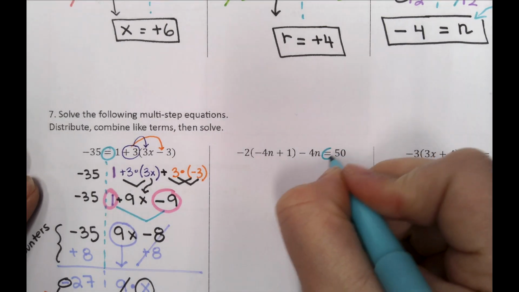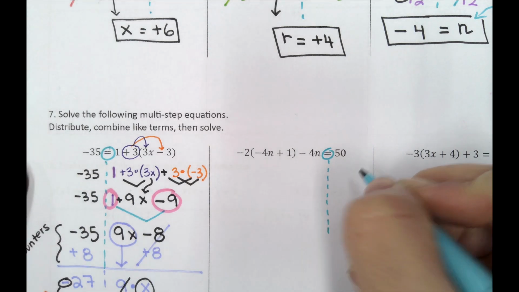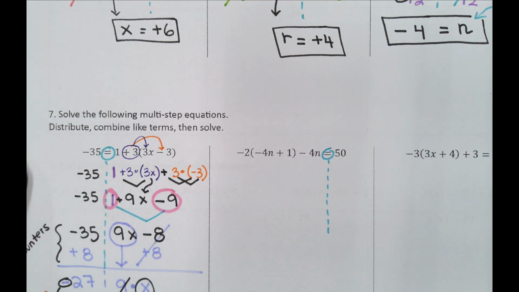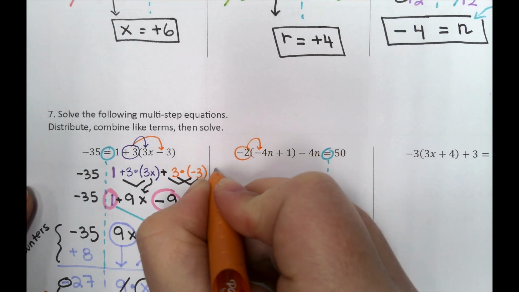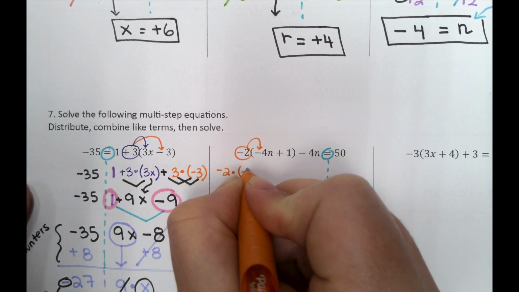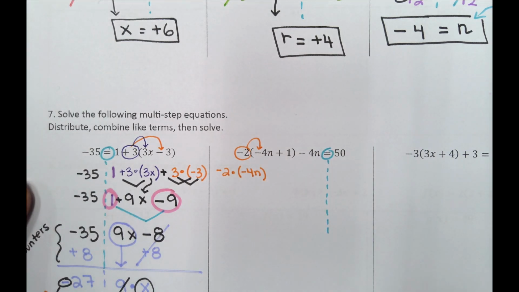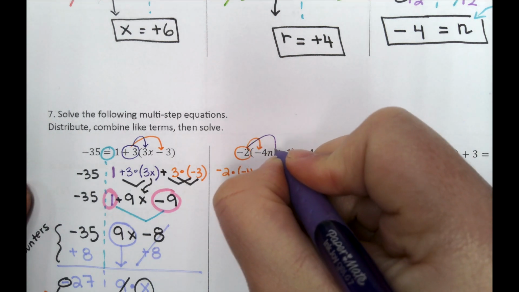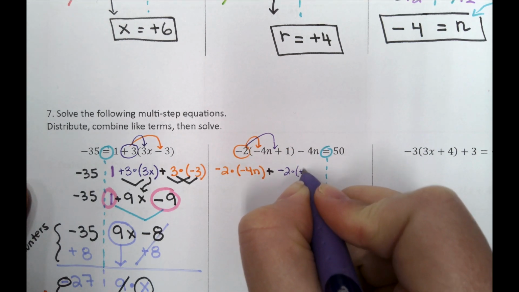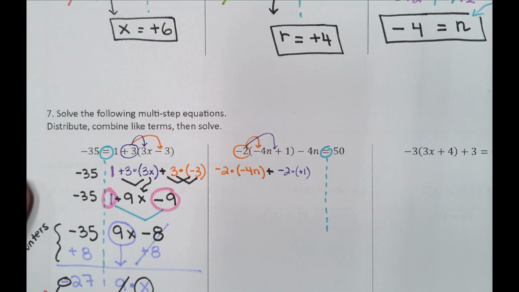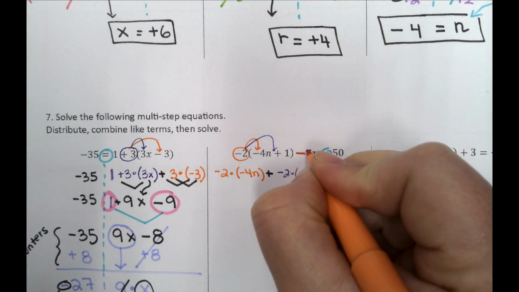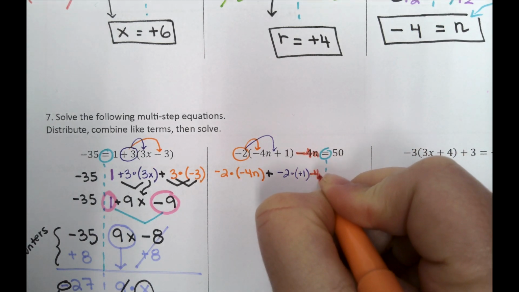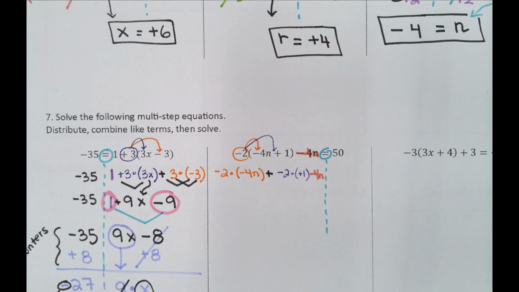Circle the equals, dotted line. Then we're going to distribute. So I have this negative 2 touching the parentheses. That's going to go onto this negative 4. So negative 2 times open negative 4n, close it. And negative 2 times open positive 1, close it. And I'm almost out of space, but let's see. I got to make it work because it's there. I'm going to bring this negative 4n down. On the other side, I get 50, so I'm just going to bring that 50 down.